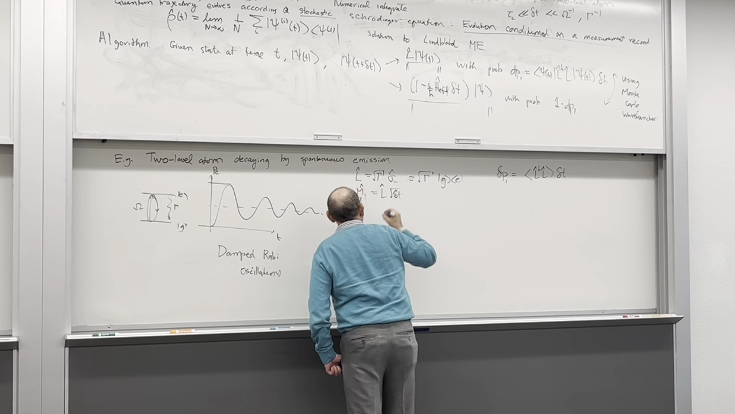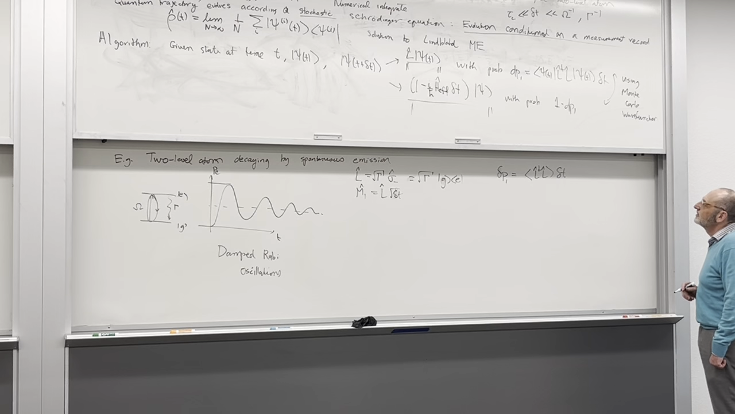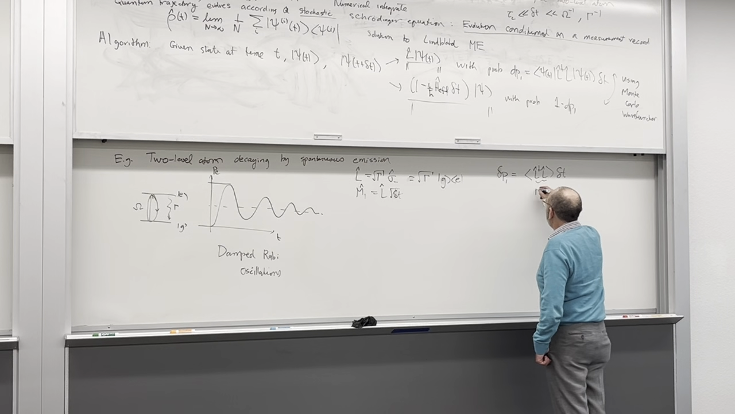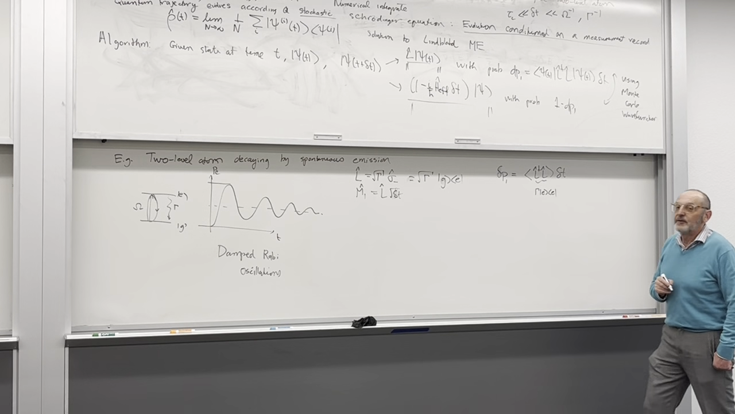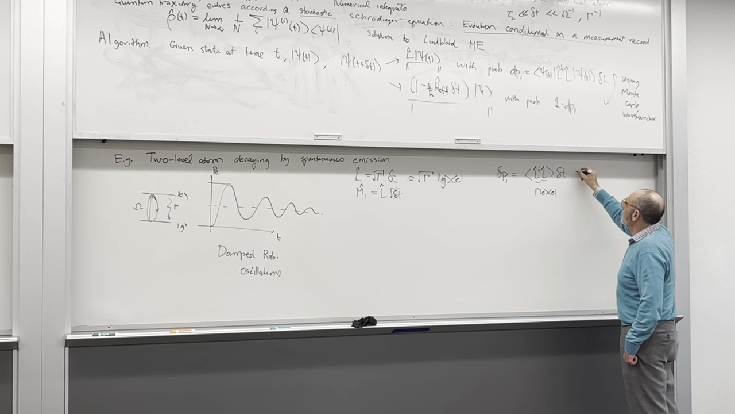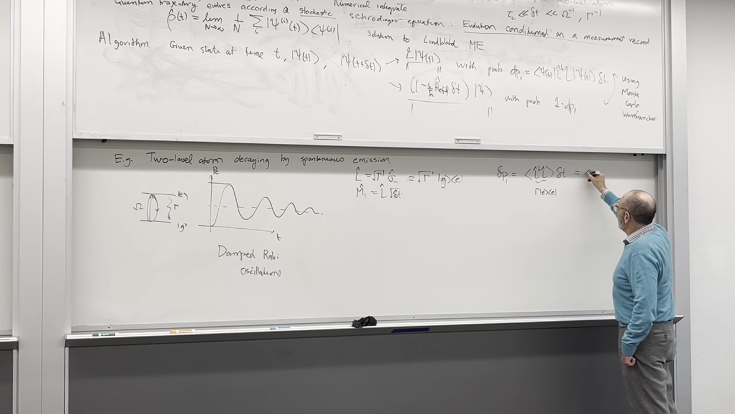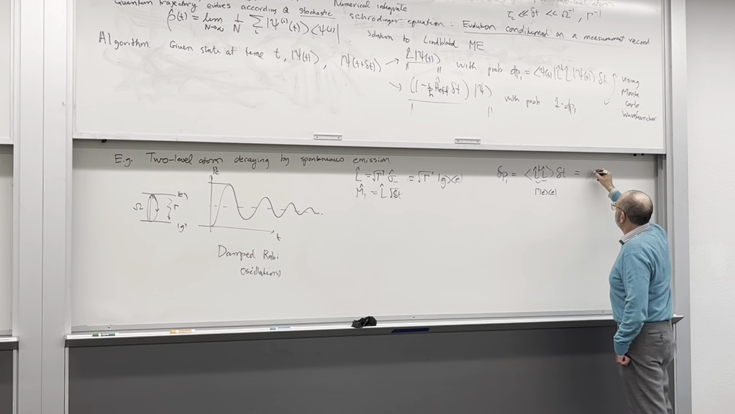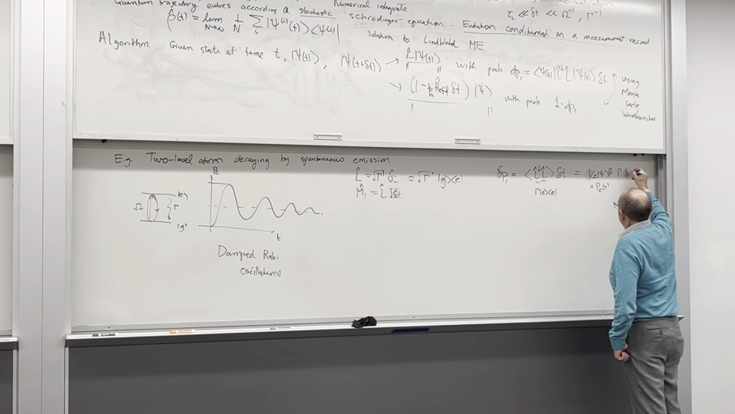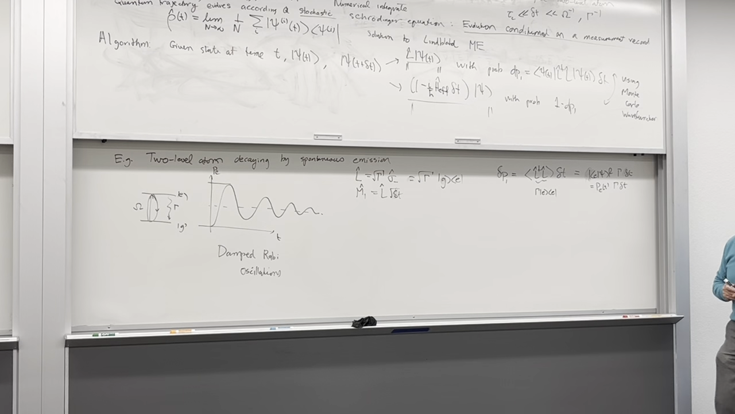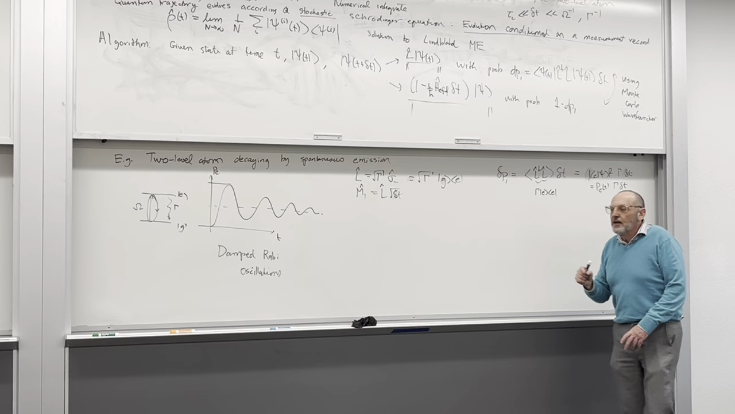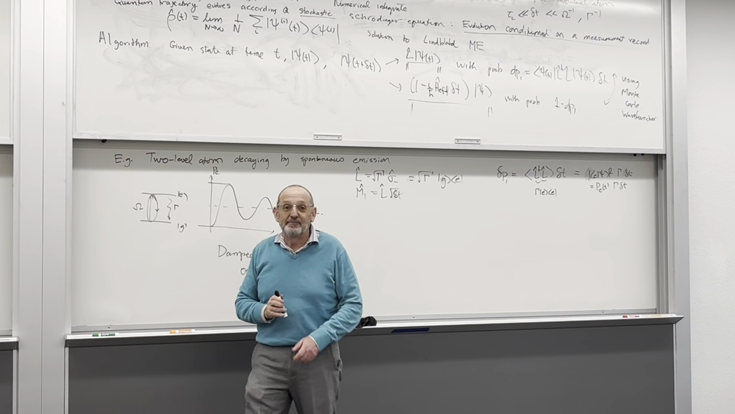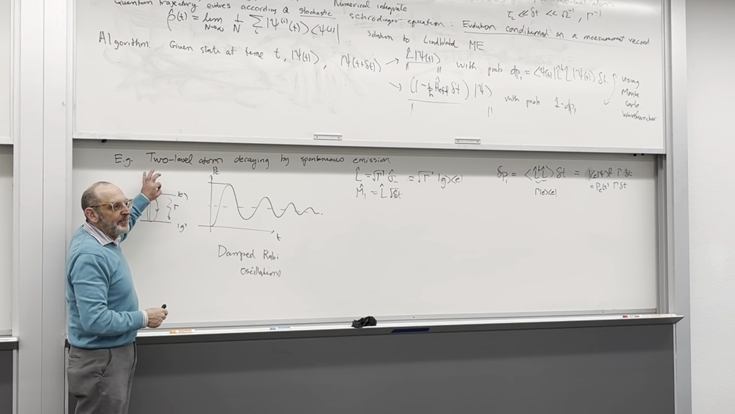The small interval, which is delta t, right? And so what is that equal to? L dagger L is equal to gamma times the projector onto the excited state, right? And so this is equal to, in this case, the probability to be in the excited state, gamma dt. Does that make sense? Sure. This is saying that in any time interval, the probability of seeing a jump is equal to, well, it's got to be in the excited state.